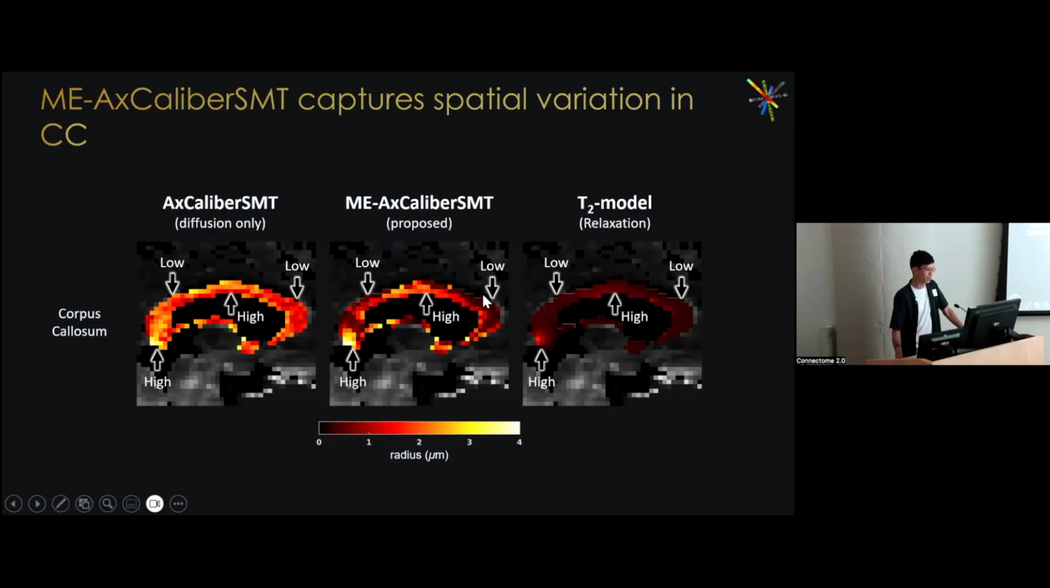So here is another example in the corpus callosum. Here we can see that all methods can capture this low-high contrast across the corpus callosum. But with the multi-echo Excalibur SMT, this contrast becomes the strongest compared to the other models.